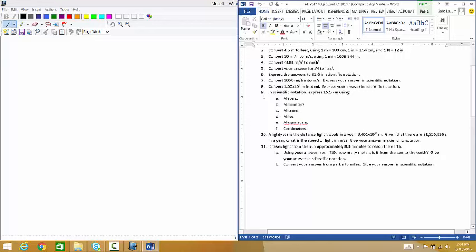So in scientific notation, express 15.5 kilometers using meters, millimeters, that stuff. Okay, so that has to do with those prefixes.